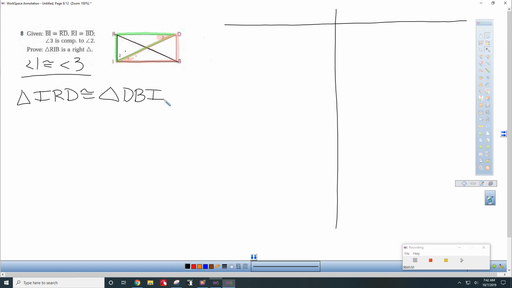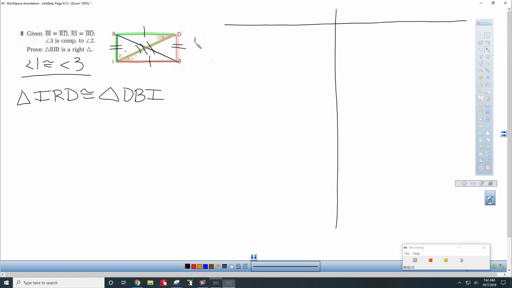Okay? So then it becomes like, well, how am I going to do that? Well, this is given. This is given. And this is reflexive. Excellent. So now I got my plan. I'm going to do side, side, side.